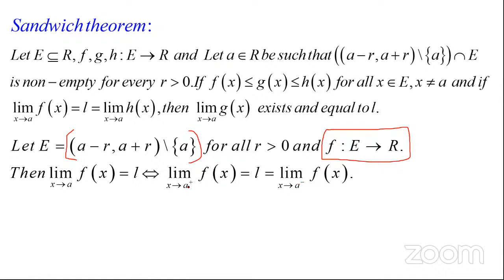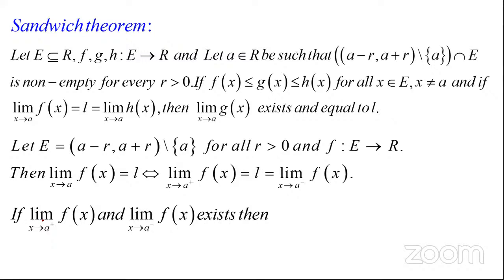So this is a right hand limit, this is a left hand limit. So limits also have a right hand limit and a left hand limit. So if the limit as x tends to a+ of f(x) equals L, and the limit as x tends to a− of f(x) equals also L, then the limit of f(x) as x tends to a equals L. Okay, this we can use in the problems.